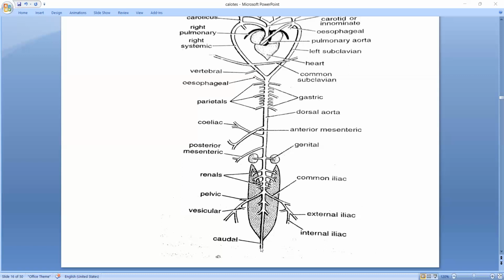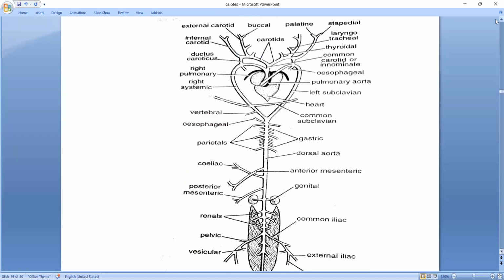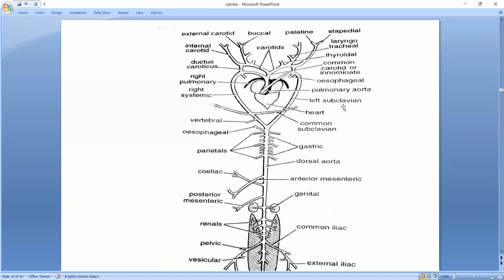As the caudal artery. Okay, so this is the arterial system. I have given all of this in the notes. There is no need to explain. It is the same as it is.